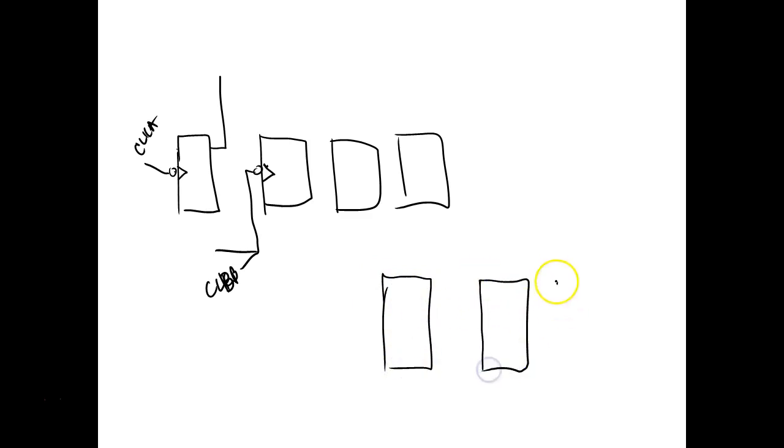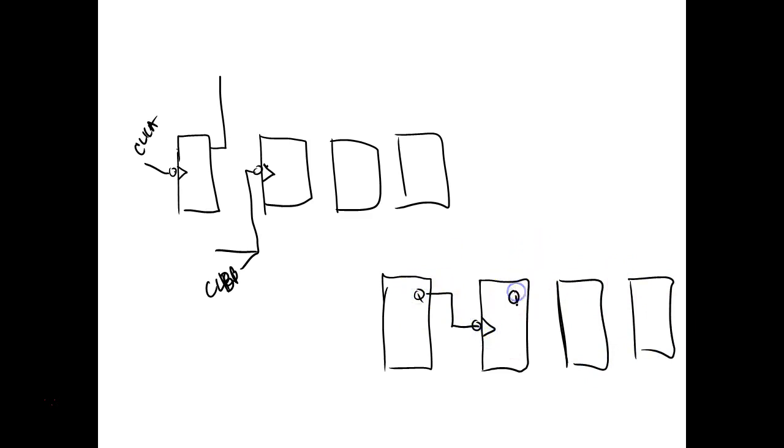So originally when we drew this out, we took the Q output of this one and we fed it into this one. We took the Q output of this one and we fed it into this one. And we took the Q output of this one and we fed it into the clock input of that one. And here was my original clock right here. So this would be what they're calling clock A.